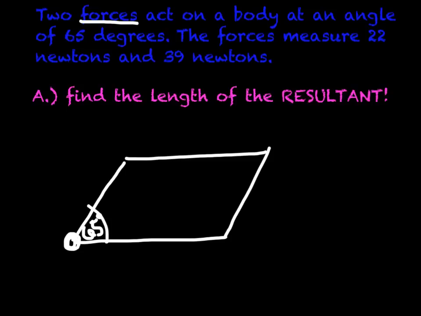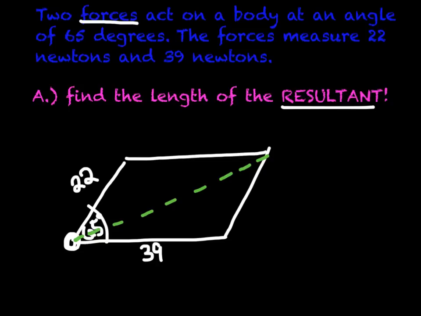And I'll throw a little degree symbol in there. And the forces measure 22, so I'll throw 22 on the shorter one. Then I'm going to throw 39 on the bigger one here. And they want me to find the length of the resultant, which is just a fancy name for the diagonal. And so I'm going to use a green line here to represent my resultant. And that's what I want to find the length of.